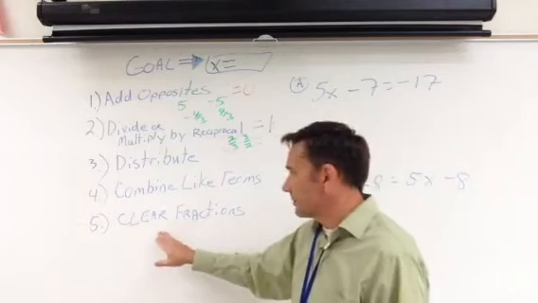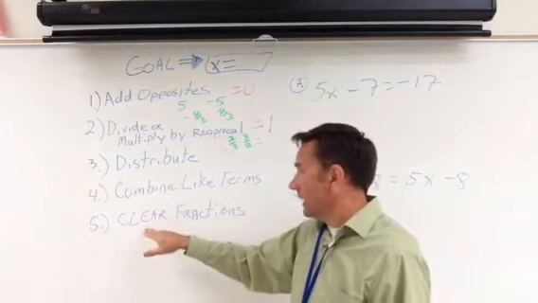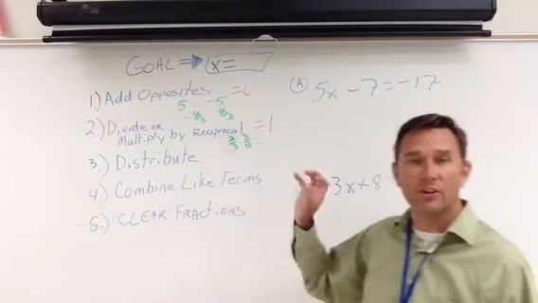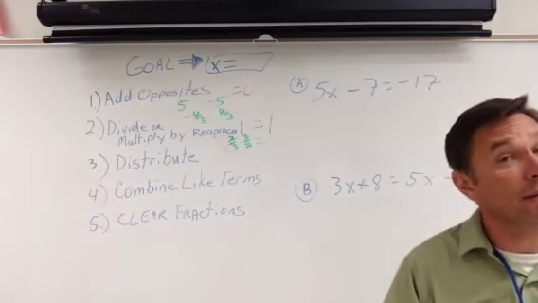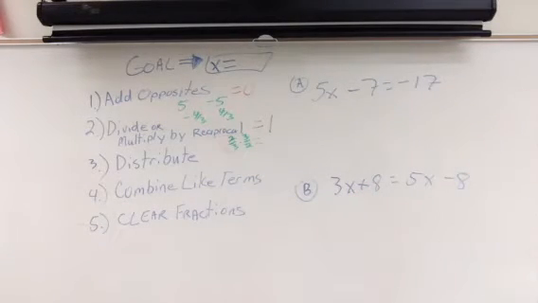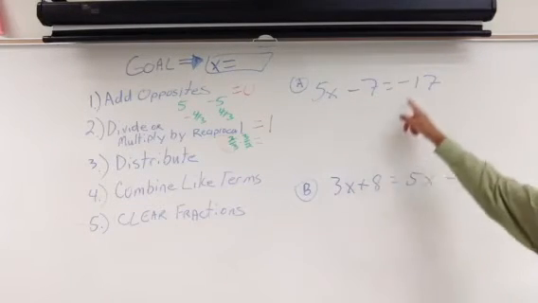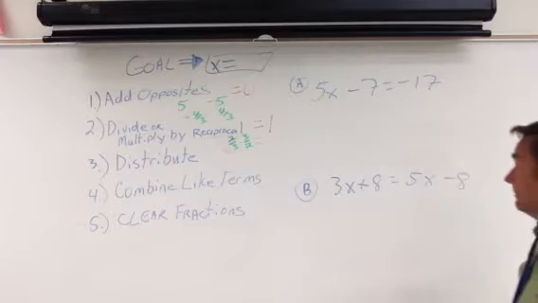The last one, and this is probably the most tricky one, is clearing the fractions. It's another way we can solve an equation to make it easier for us. And to demonstrate, we're going to go over several problems. Start with problem A: 5x minus 7 equals negative 17.